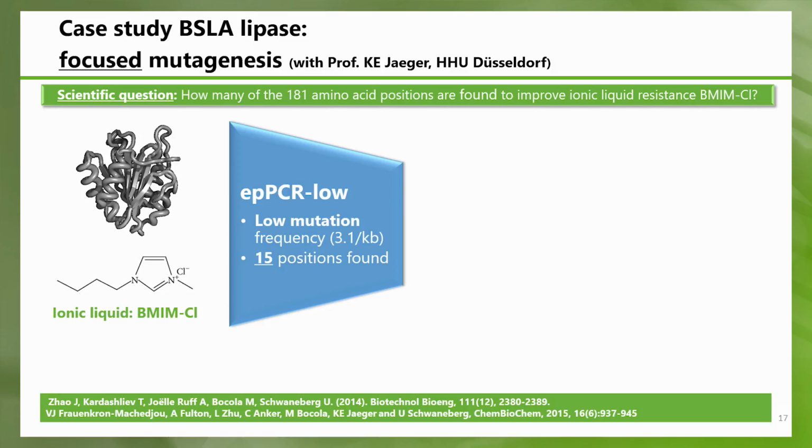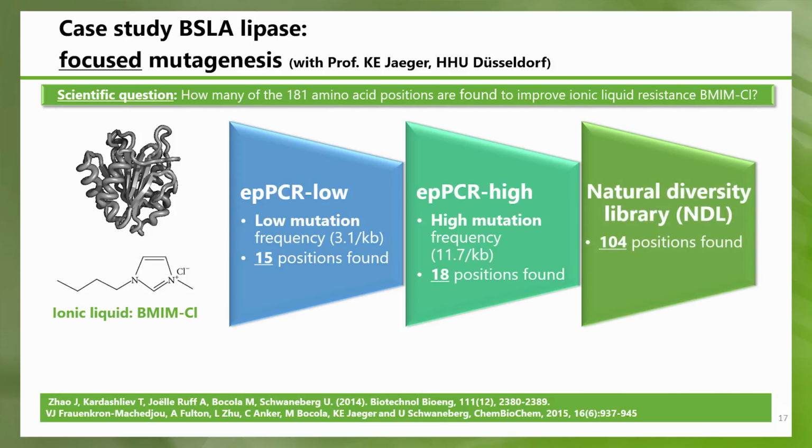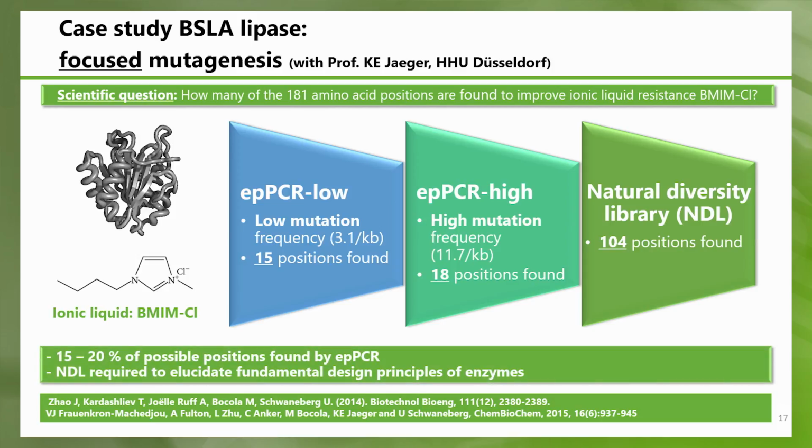Lipase has 181 amino acids, and more than 100 positions contribute. So more than half of the positions have at least one amino acid exchange that gives an improvement. So what does this now mean for directed evolution? This means that when you use error-prone libraries, approximately you only find 20% of the positions that really contribute.